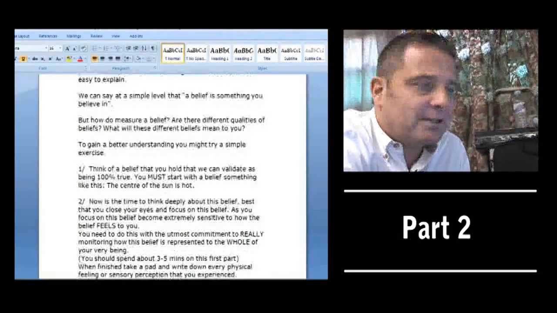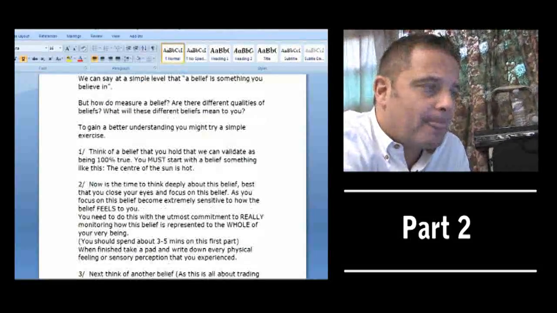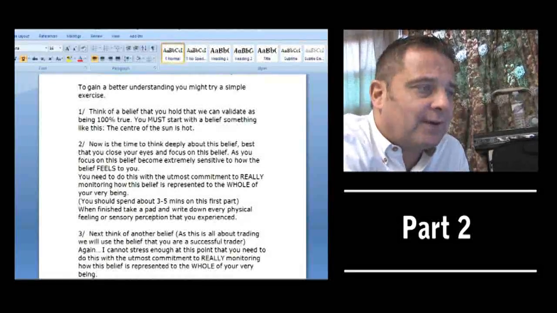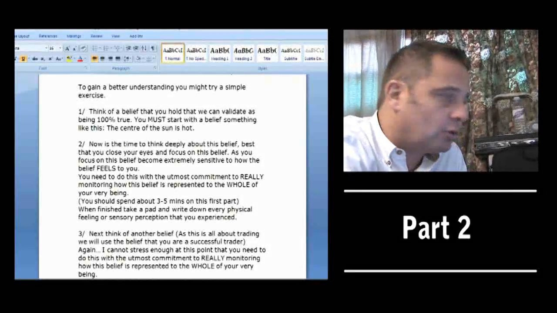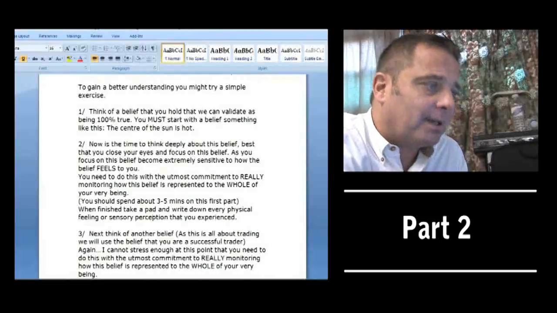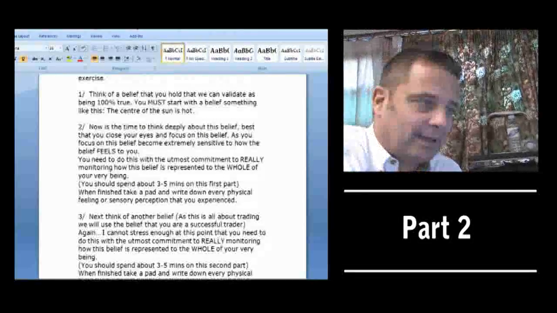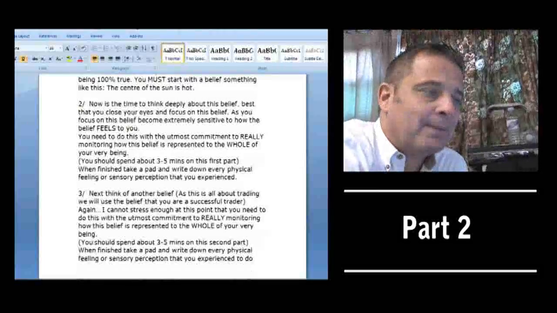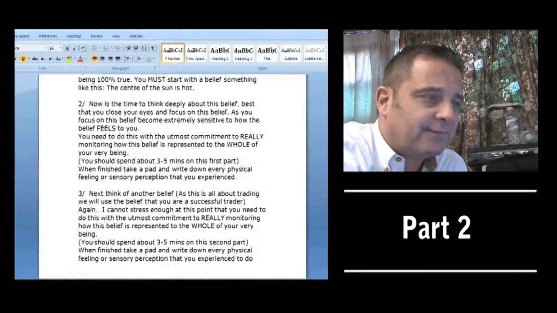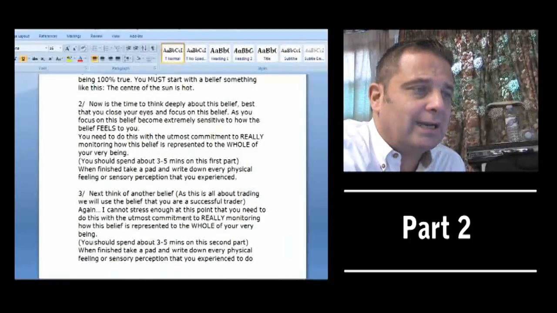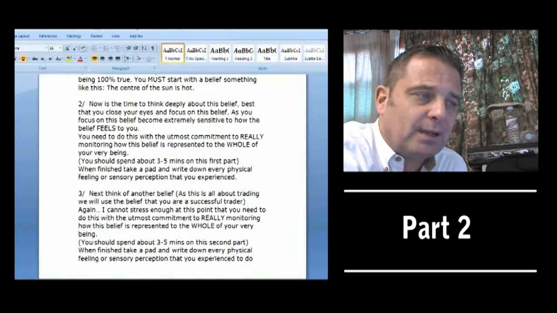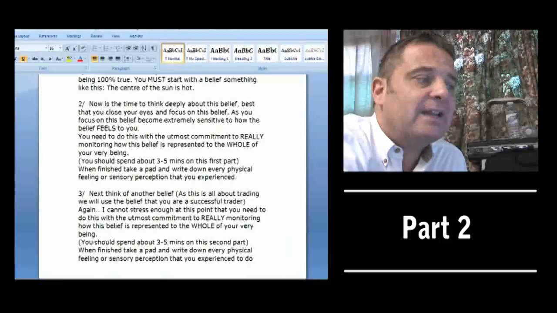To gain a better understanding, you might try a simple exercise. Think of a belief that you hold to validate as being 100% true. You must start with a belief something like this: the centre of the sun is hot. Okay, now we must all believe that. Now is a time to think deeply about this belief. Best that you close your eyes, focus on the sun is really hot. As you focus on the belief, become extremely sensitive to how the belief feels.